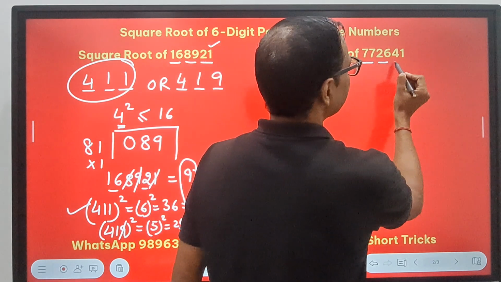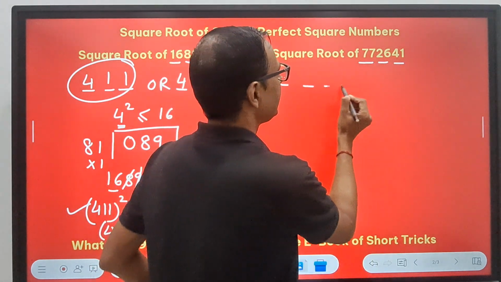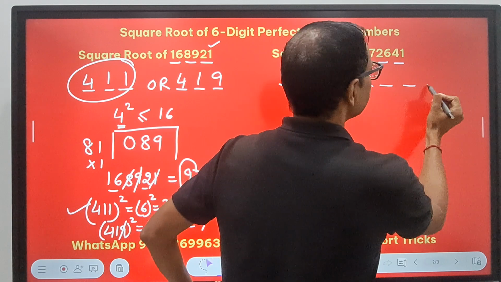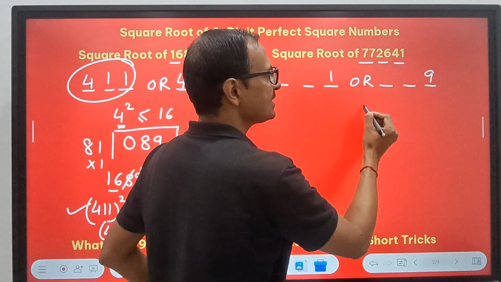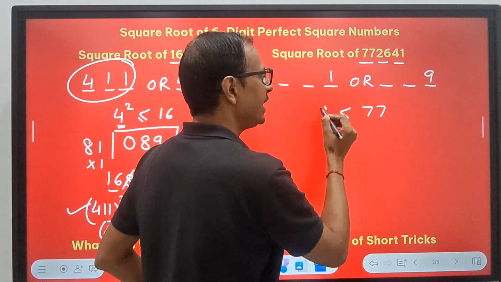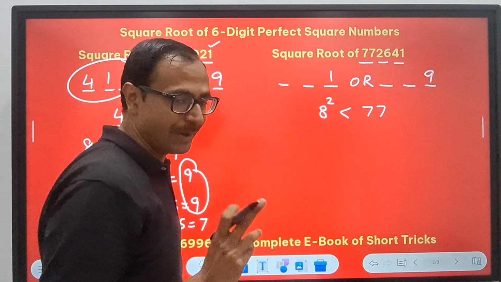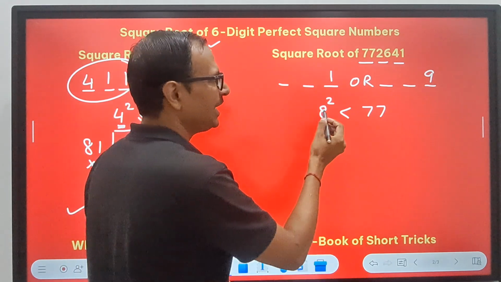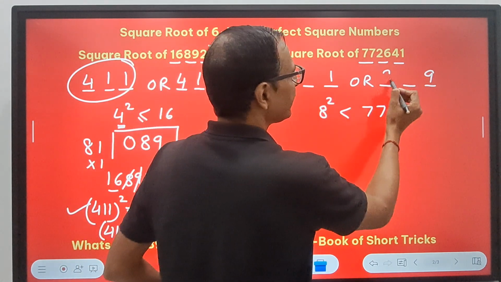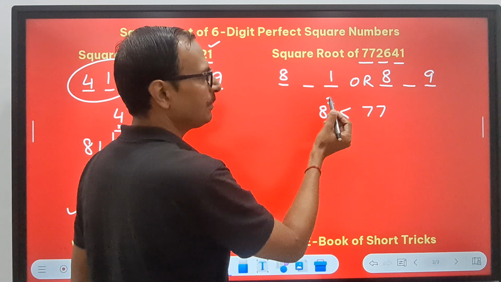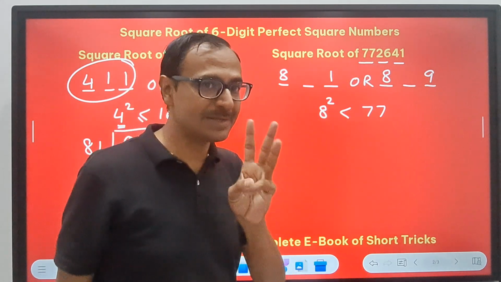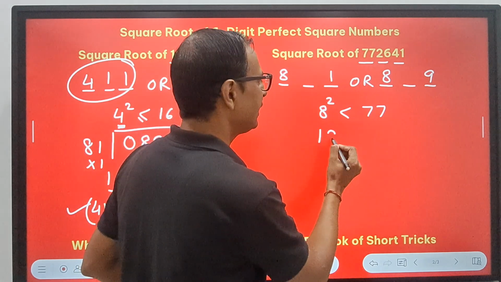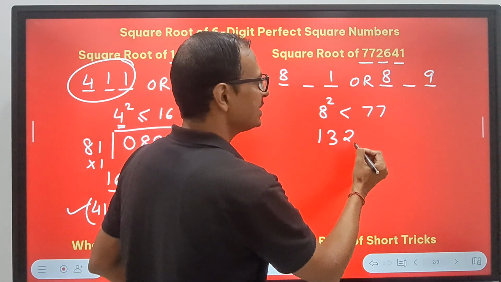So 1 pair, 2 pair, 3 pairs, 1, 2, 3 or 1, 2, 3. Ending in 1 again, so 1 and 9. 77 is close to 8 square. 8 square is 64, 9 square is 81, right? So 8 comes here, 8 comes here. 77 minus 64 is 13. So 13, the second pair is 26.